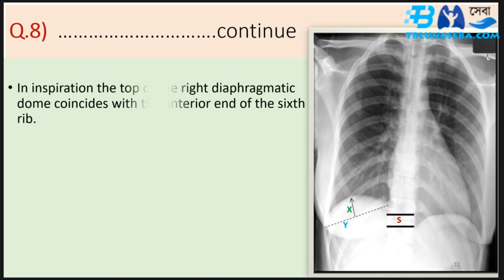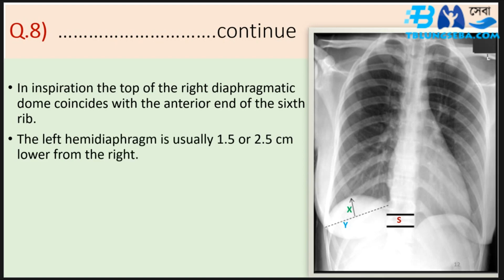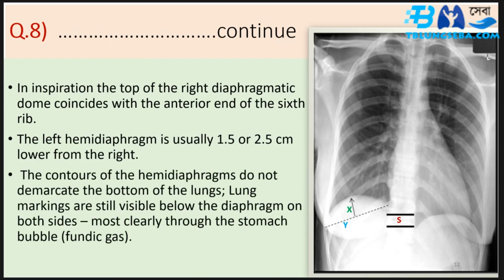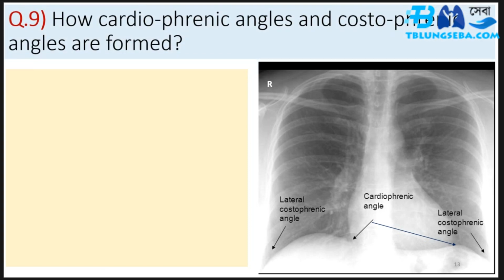Q.8. Continue. In inspiration, the top of the right diaphragmatic dome coincides with the anterior end of the 6th rib. The left hemidiaphragm is usually 1.5 to 2.5 cm lower than the right. The contours of the hemidiaphragms do not demarcate the bottom of the lungs. Lung markings are still visible below the diaphragm on both sides, most clearly through the stomach bubble, fundic gas.